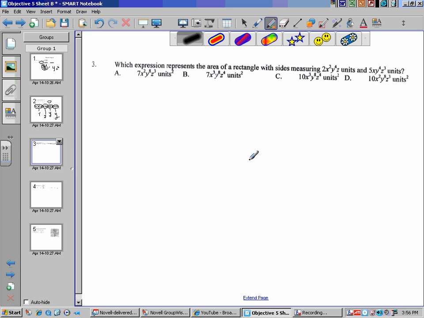The next one, right here. Pause the video, come back and see how you do. This one says which expression represents the area of a rectangle with sides measuring 2x squared y to the 4th z units and 5xy to the 4th z to the 3. Well, what you're going to do, you know that area is length times width.